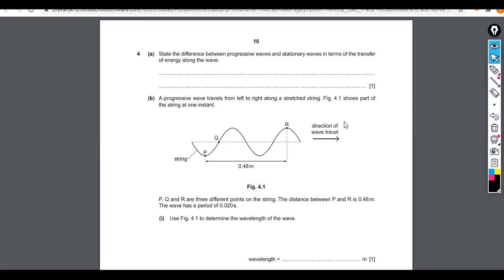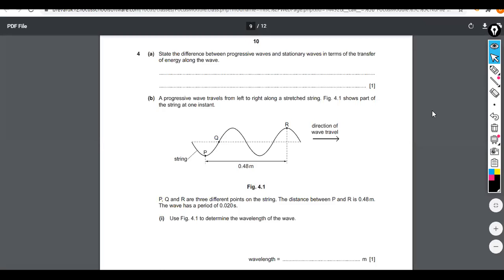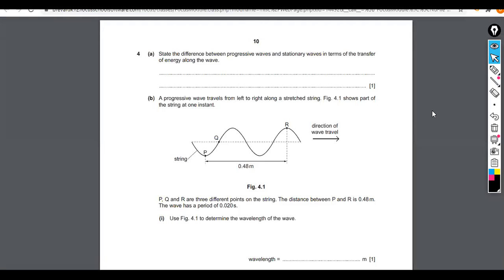All right, in this video, I'll be going through an AICE Physics Paper 2 question related to waves. And the question reads, state the difference between progressive waves and stationary waves in terms of the transfer of energy along the wave.